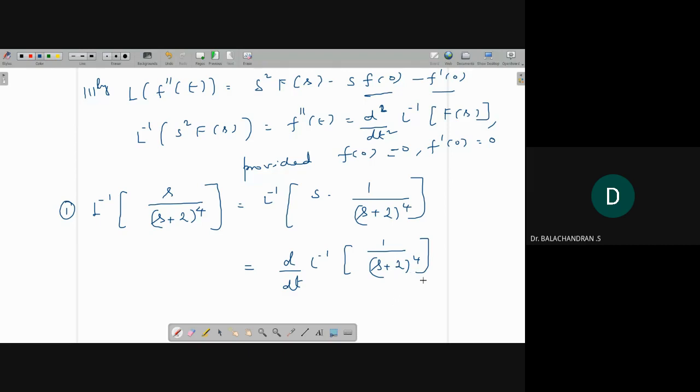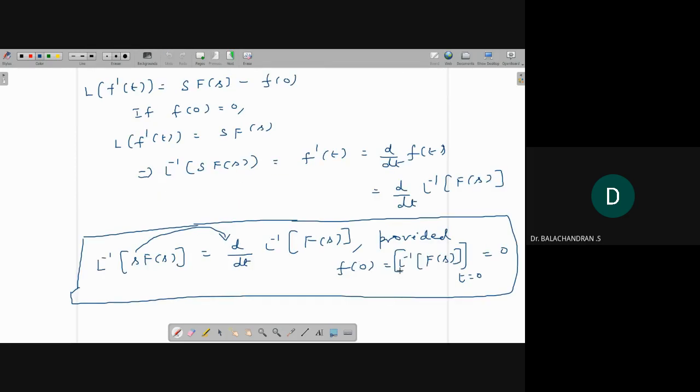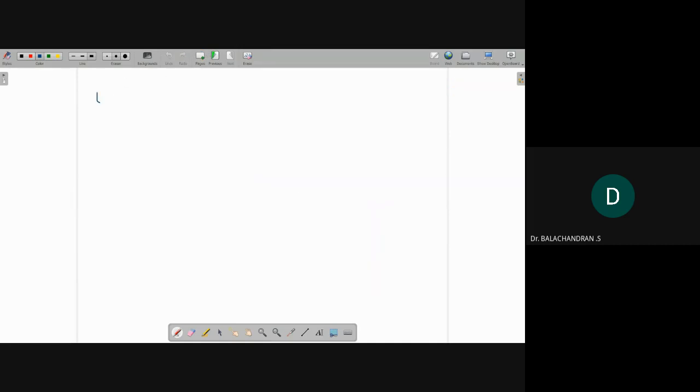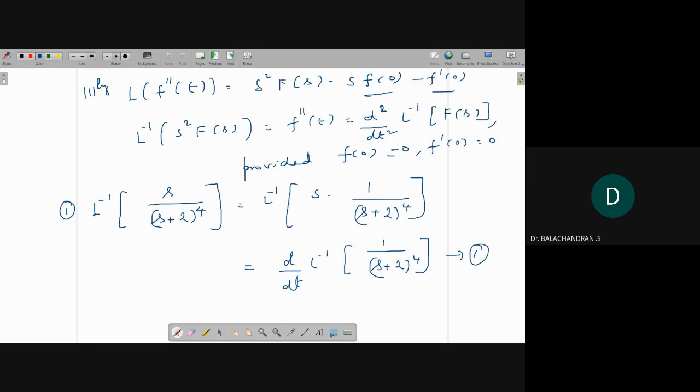Before going to the next step, first I need to check the condition f of 0 equal to 0, that is L inverse of f of s at t equal to 0 is 0. Here f of s is 1 by (s plus 2) whole power 4, and I need to check that its inverse Laplace transform at t equal to 0 is 0. Next, I'll go to the next page. So f of t equals L inverse of f of s, where f of s is 1 by (s plus 2) whole power 4.